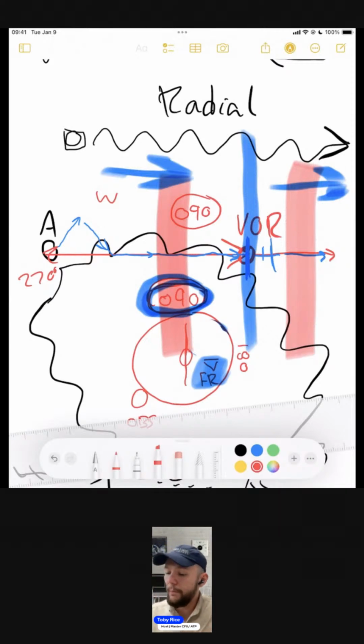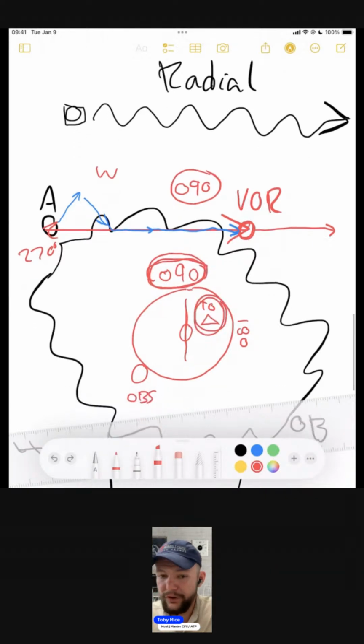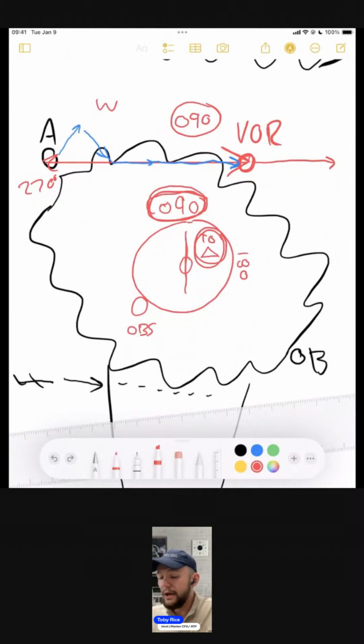I'm going to move back to my previous discussion on how all this works. I'm going to erase these markings that I have on my iPad for the valued viewers on the stream, and we're going to continue. So I have gotten to the VOR now. Okay, so I have now arrived at the VOR.